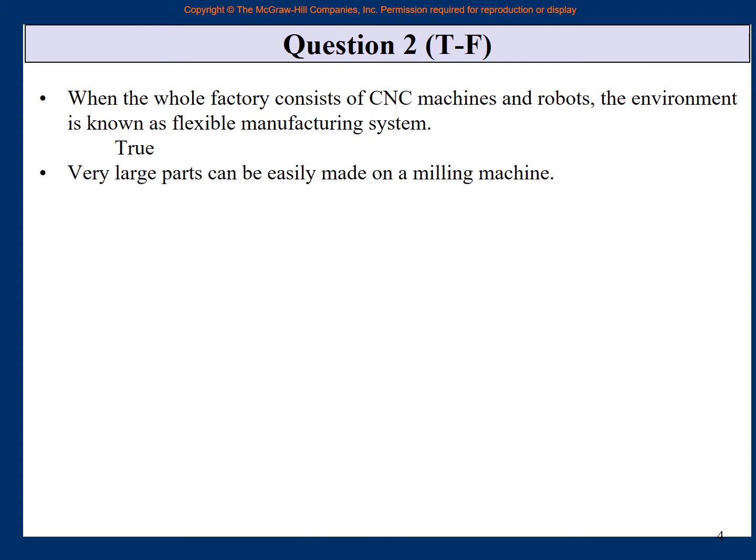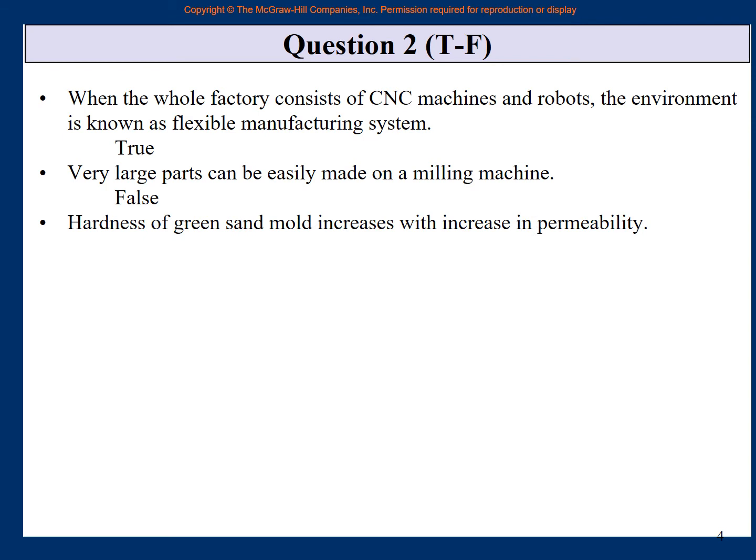Very large parts can be easily made on a milling machine. You have been to the workshop many times. You know that the milling machine has a very limited size. So any size which is larger than the table of the milling machine you cannot do. So very large parts cannot be easily made on a milling machine. The answer is false. Next one.